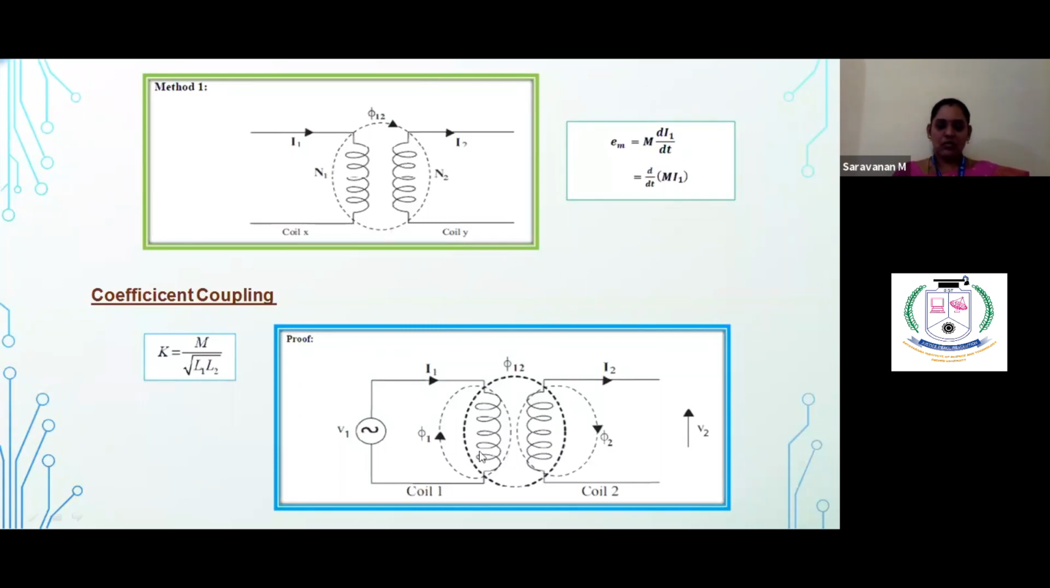This is your coil 1, coil 2. When V1 is applied, a current flows and a flux phi1 will be set up in coil 1. Since both the coils are magnetically coupled, the flux phi1 links with the second coil and a flux phi2 will be obtained. So the mutual flux between coil 1 and coil 2 is given by phi12.